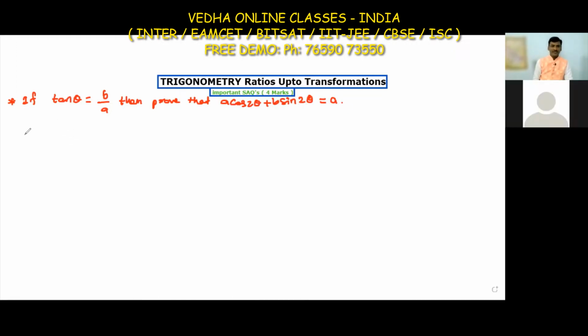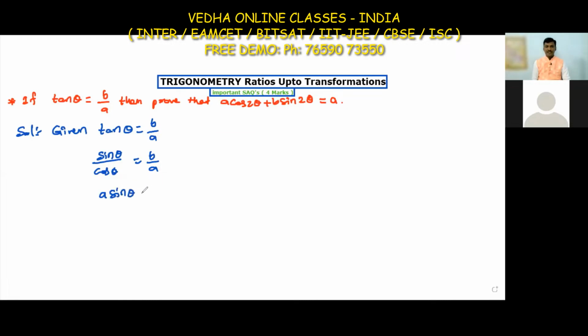Okay, so here, what is given? Tan theta is equal to b by a. Okay, so what can we write for tan theta? Tan theta is nothing but sin theta divided by cos theta, which is equal to b by a. By cross multiplication, a sin theta is equal to b cos theta. Keep it like that.